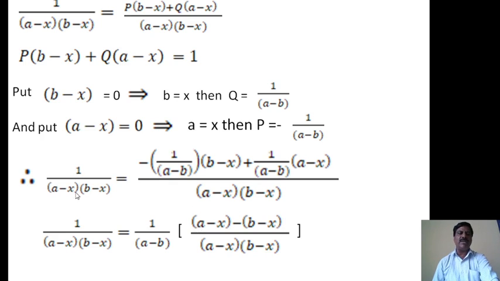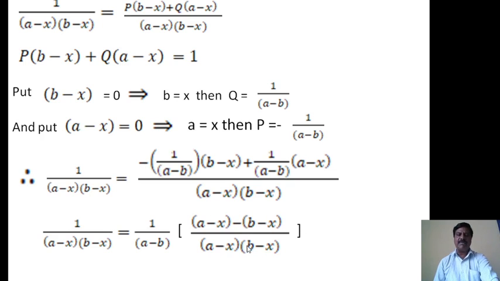Therefore, we will get 1 divided by (a minus x) into (b minus x) is equal to, substituting the p value, minus 1 divided by (a minus b) into (b minus x), remains as it is, plus the q value, which is 1 divided by (a minus b) into (a minus x). Then you have to take 1 divided by (a minus b) as the common factor. Remaining, first I have to write the (a minus x), then minus into (b minus x).